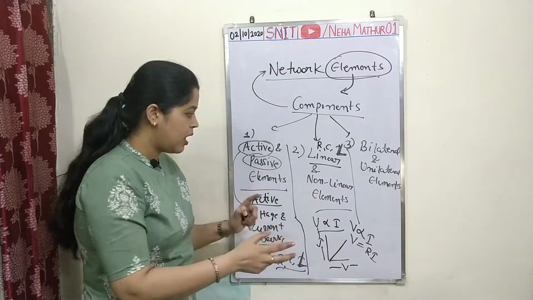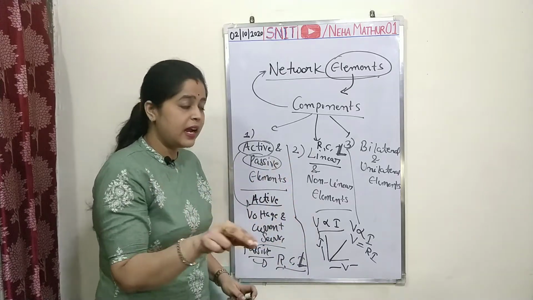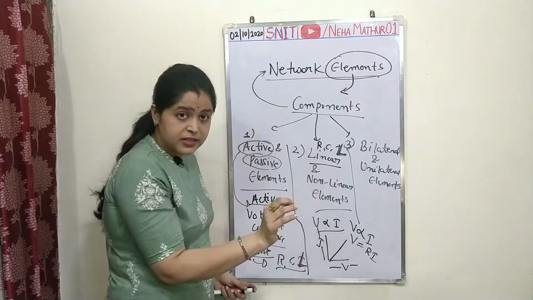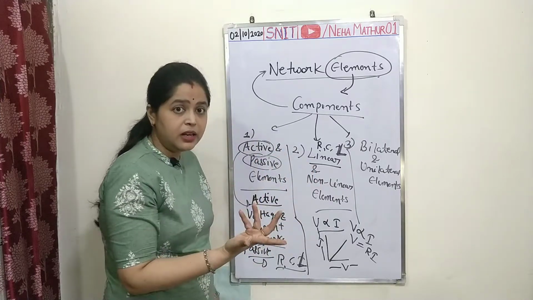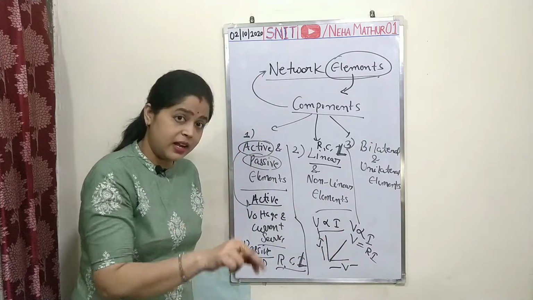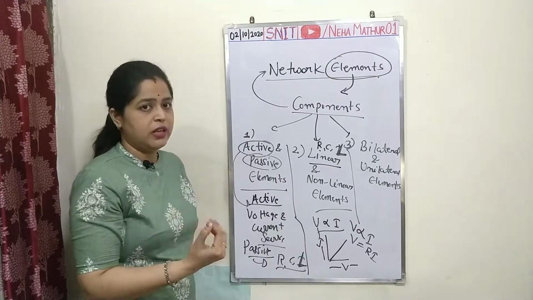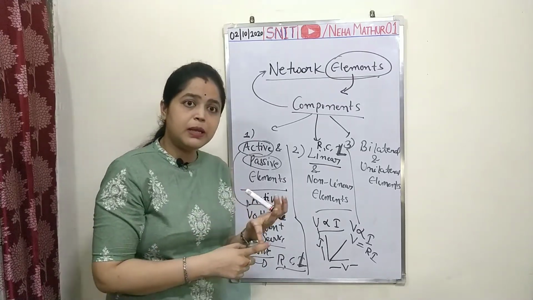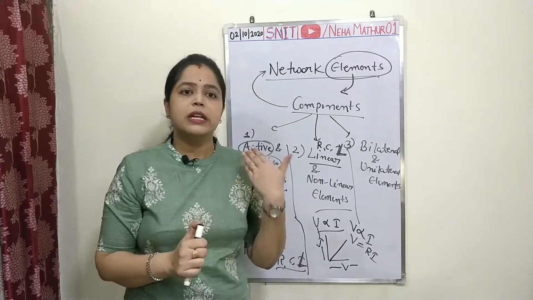Now after studying about these two categories, you can say that your resistor is a linear element as well as a passive element. Linear because it is going to show a linear relationship between voltage and current, and passive because it is not able to deliver the power. It needs power. That means resistor can be considered as a linear and passive element of a network.